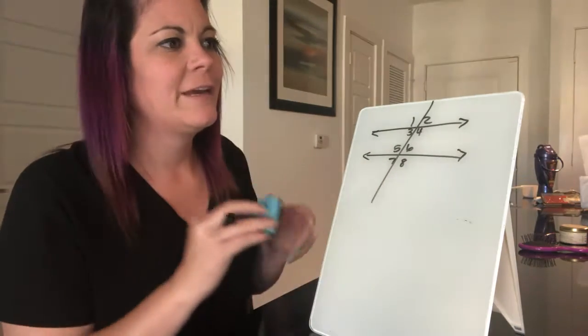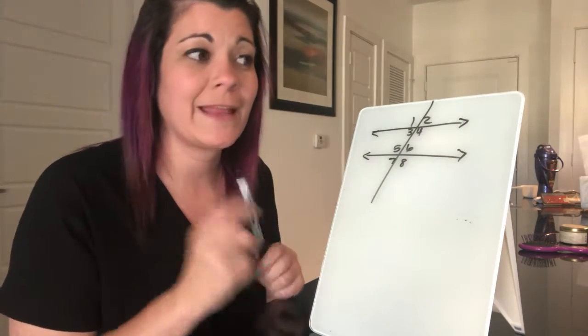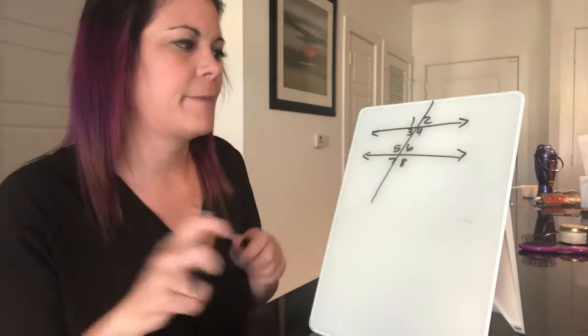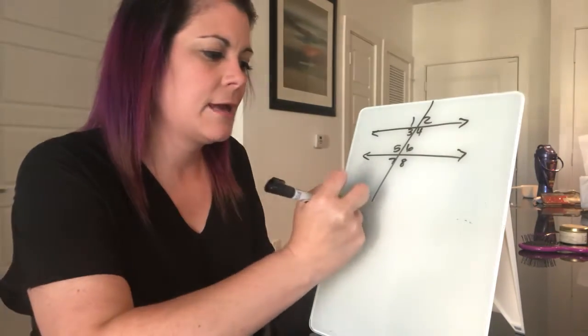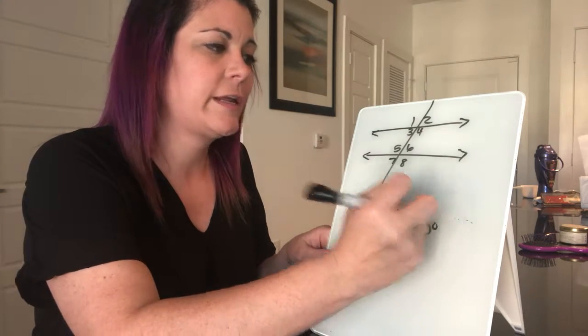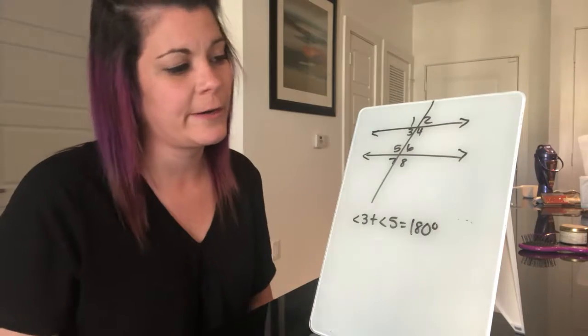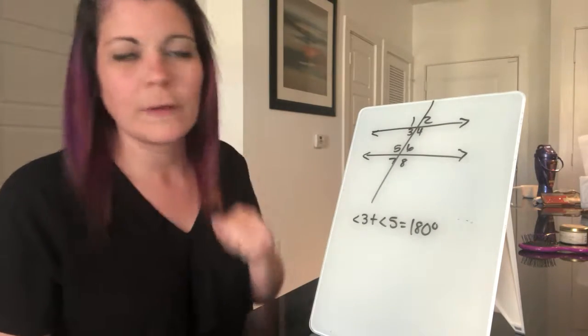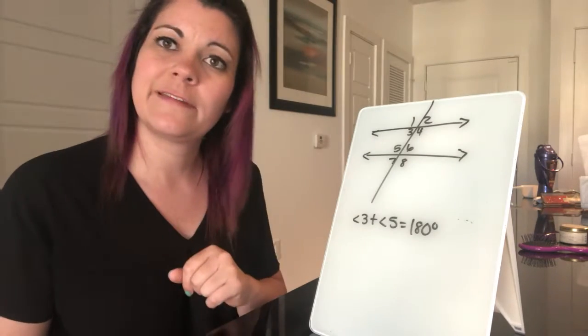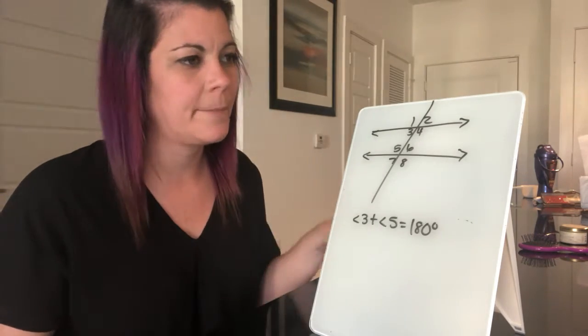And two more. If two lines are cut by a transversal and consecutive interior angles are supplementary, then the lines are parallel. So if I say angle 3 plus angle 5 is equal to 180 degrees, consecutive interior, then I can say that these two lines are parallel because of the theorem that consecutive interiors add up to be supplementary.